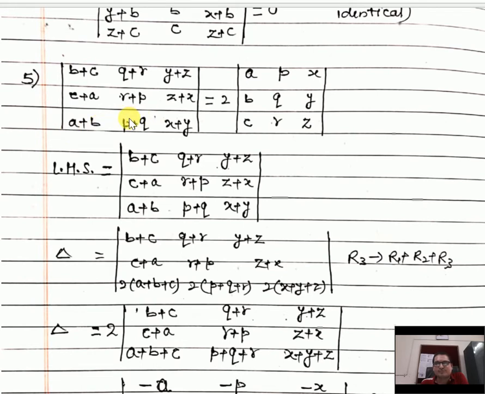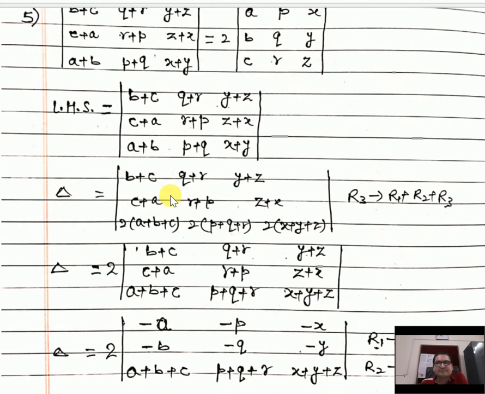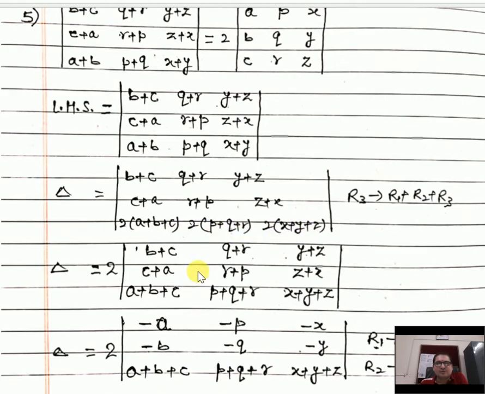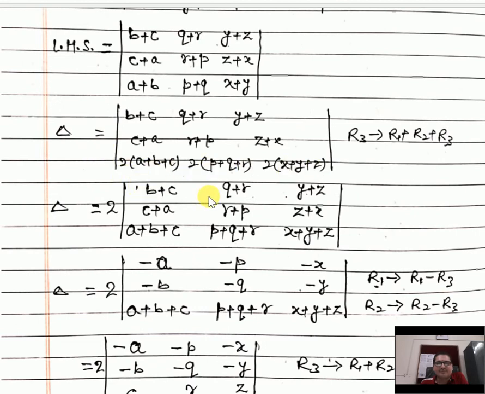Question number 5, same type: without expanding, apply the properties of determinants and prove that this is equal to this. You can apply 2-3 methods over here. The given determinant, b plus c, q plus r, y plus z, c plus a, is the left hand side. What I did over here is add R1, R2, R3 together. So R3 changes to R1 plus R2 plus R3. So 2a plus 2b plus 2c, 2p plus 2q plus 2r. 2 I have taken common from R3. You will get b plus c, plus a plus b plus c, and this one.